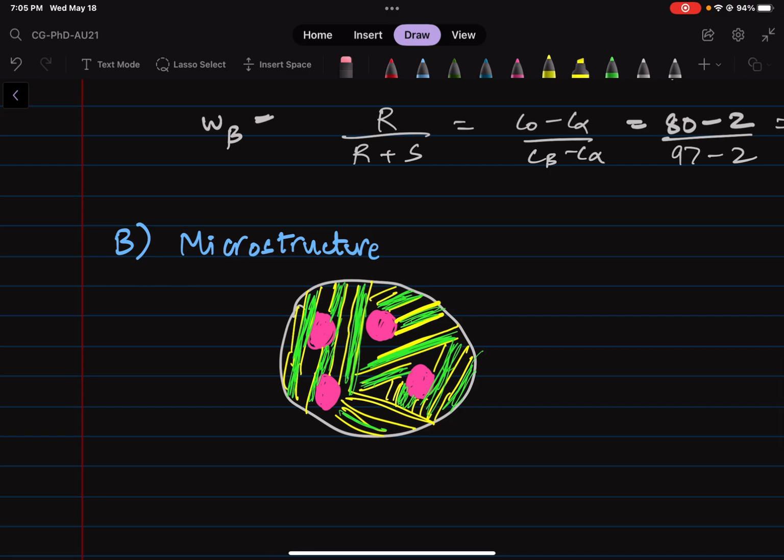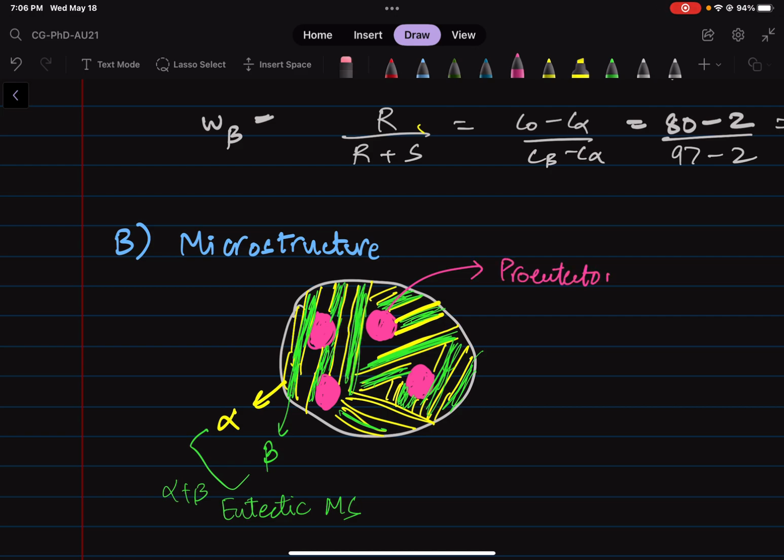The yellows that you have here, this is your alpha. And then the green shaded, you could call beta. And this combined makes alpha plus beta eutectic. My bad, this is a eutectic system, so eutectic microstructure. And then the pink one just remains as the pro-eutectic or primary beta.